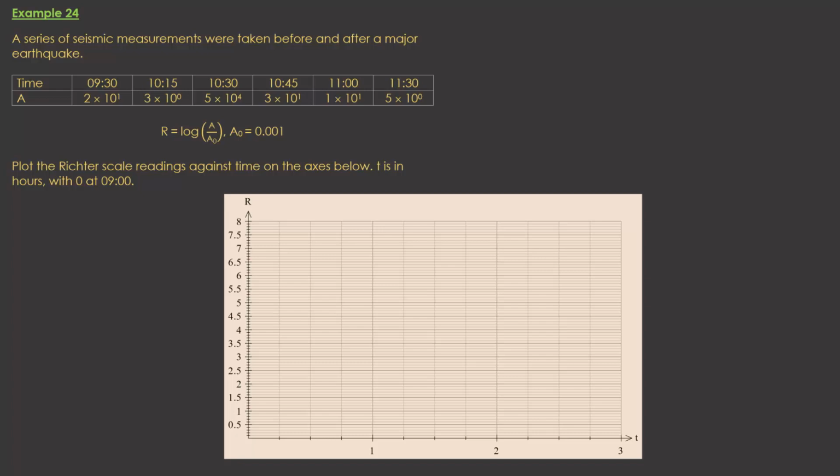But using the Richter scale, which of course is logarithmic, we'll get a reasonable graph of this, and then all you'd need to do is interpret that graph.